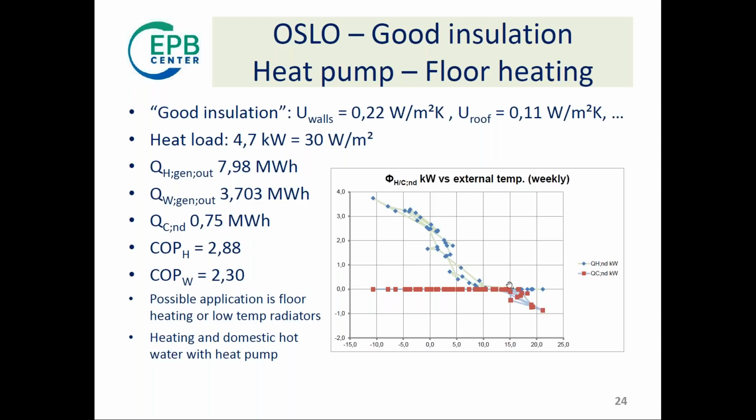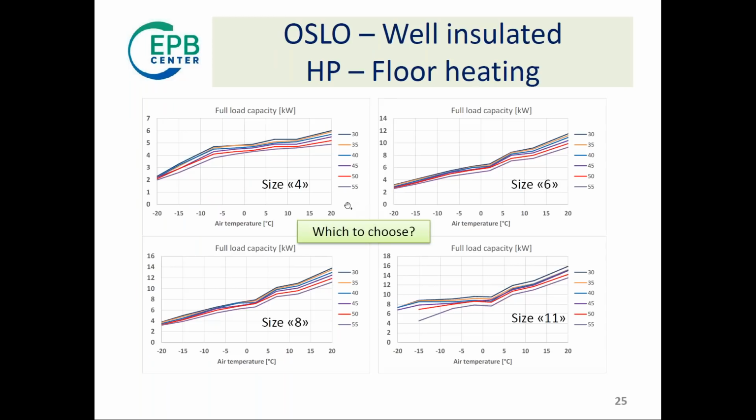And here is the usual graph, and you see that more or less you need 4 kilowatts at -15. And of course here gains. And the question could be, here you have the curves of the full load capacity for 4 sizes of the heat pump I had available. And the question could be which to choose. If we just think about heat load, and I just plot the heat load on this graph, it looks like you need the size 8 as a heat pump to fulfill.